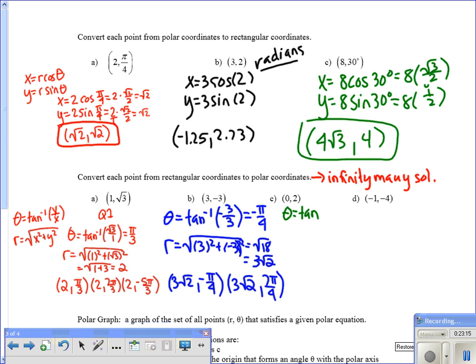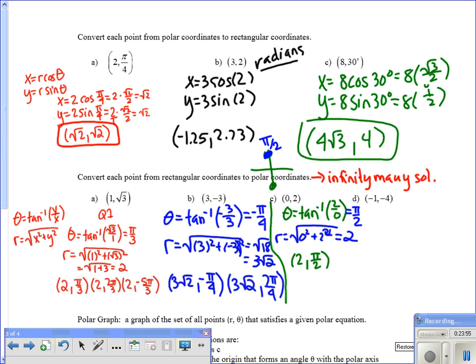Theta equals the tangent inverse of 2 over 0. Remember, we can't divide by 0, so now I'm looking for sine over cosine where cosine is 0. Cosine is 0 if you think about your unit circle here and here, so I have to figure out which one I'm using. Well, the point 0, 2 is right here, so I know I cannot use 3 pi over 2, I'm going to be using pi over 2. And then r is equal to the square root of 0 squared plus 2 squared, and 2 squared is 4, so that gives me 2. So then one possible answer that I can have would be 2 comma pi over 2.